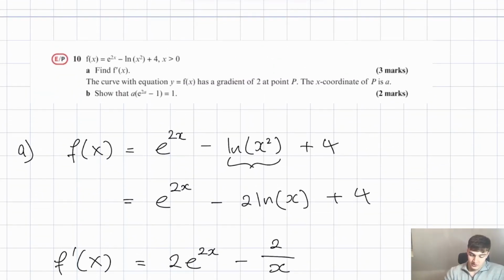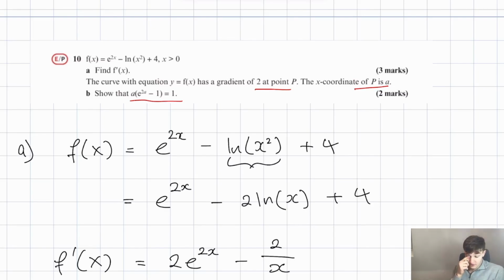The curve with equation y equals f of x has a gradient of 2 at point P. The x coordinate of P is a. Show that a times (e to the 2a minus 1) is 1.